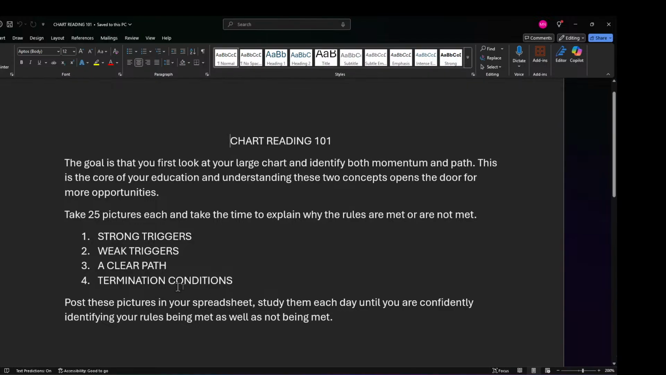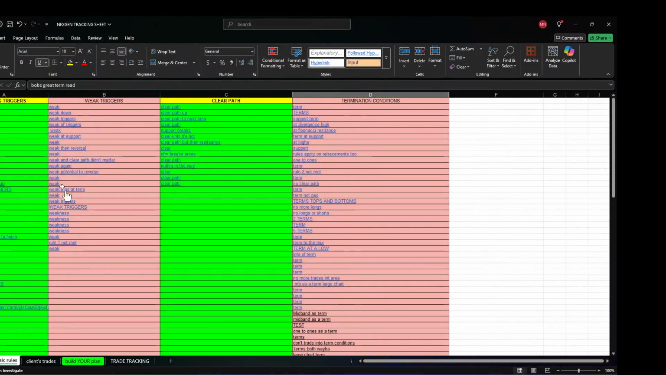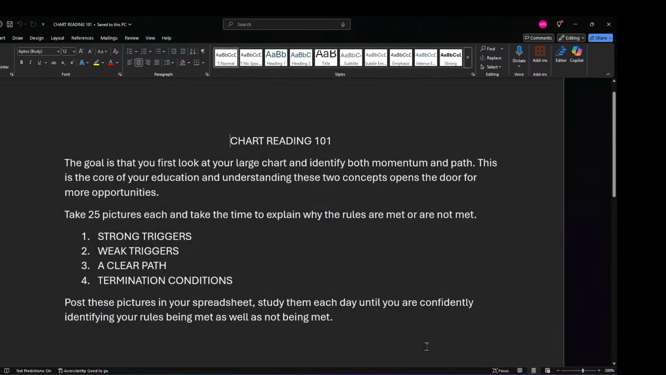So take 25 pictures each, and then take the time to annotate right on the chart why the rules are met or why they are not, and then what it means to you in terms of advantages or disadvantages. So do it with strong triggers, weak triggers, a clear path, and termination conditions. And then post those pictures in your spreadsheet. Begin to commit these very simple looks to memory. And what's going to happen is eventually you'll turn them into trades.